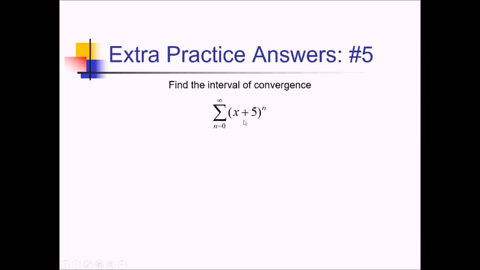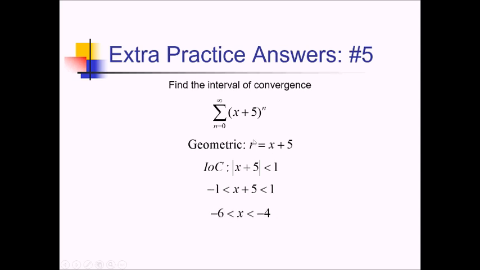To find the interval of convergence here, it's helpful to notice that this is a geometric series with an r value of x plus 5. That means that to find the interval of convergence, we just need the absolute value of our common ratio to be less than 1. And now we just have to solve for x. So I'm ready to rewrite this without the absolute value. We can write this as negative 1 less than x plus 5 less than 1. And then just subtracting 5 everywhere, we've got negative 6 less than x less than negative 4.